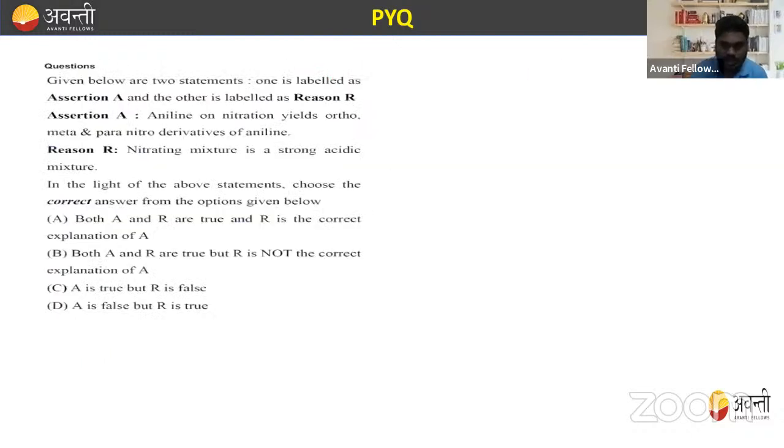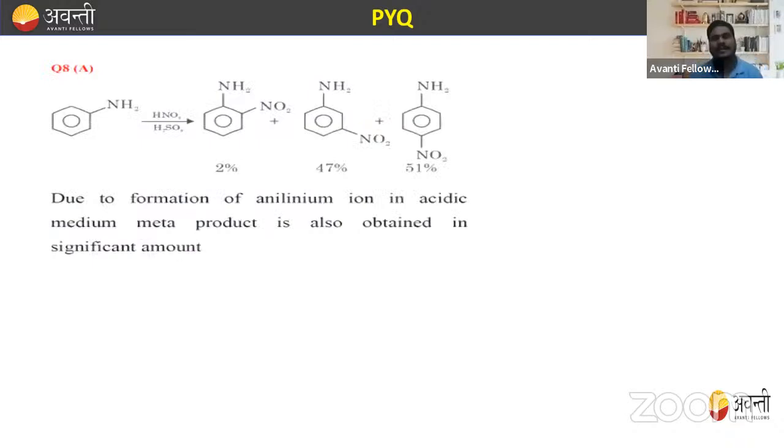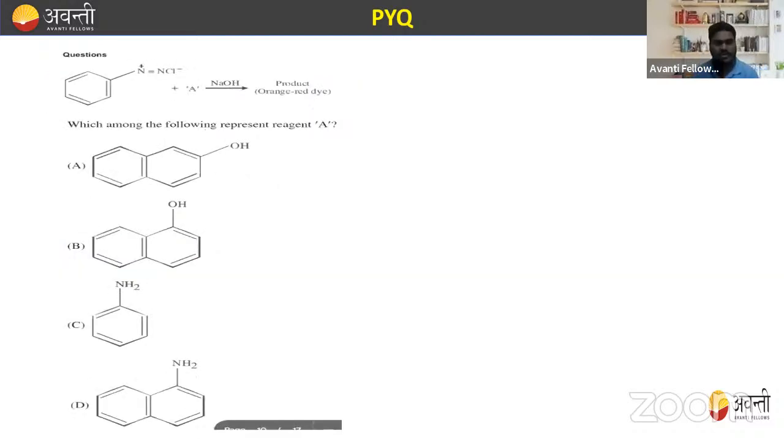Now, nitration of aniline gives ortho, meta, and para nitro derivatives of aniline. This is very much correct because we already discussed it. Whenever nitration of aniline takes place, it will give three products: ortho, para, and meta. Nitrating mixture is a strong acidic mixture. Is the nitrating mixture strongly acidic or not? Yes. So what is correct? Both A and R are true, and R is the correct explanation, right? Due to formation of the anilinium ion, we already discussed this question, the meta product is also obtained in a significant amount, right?